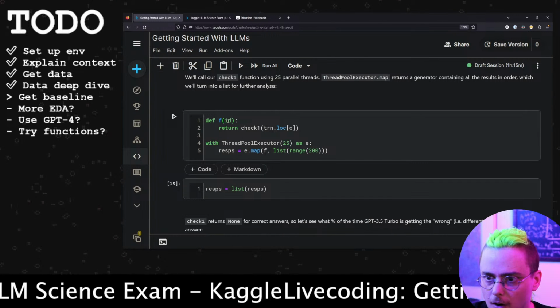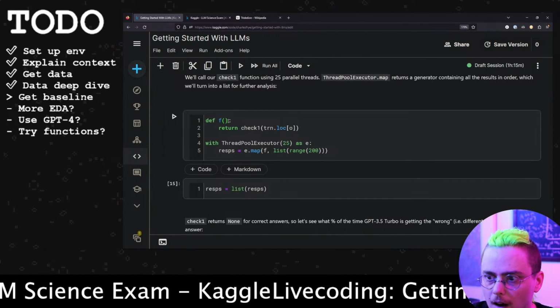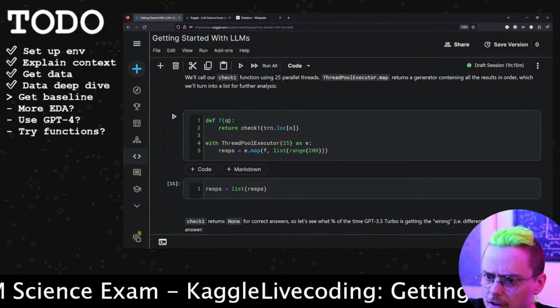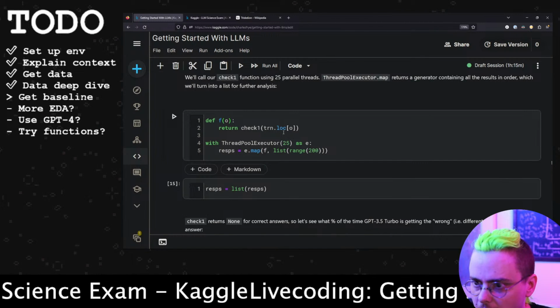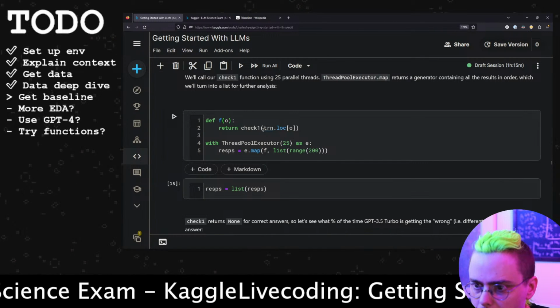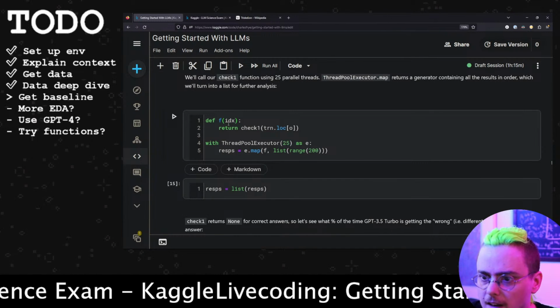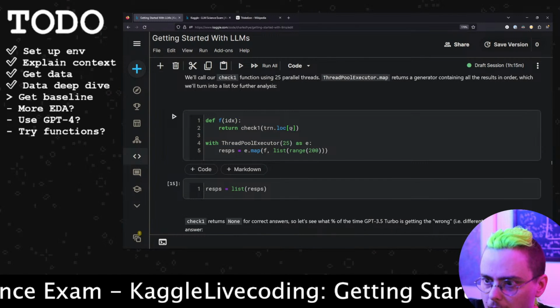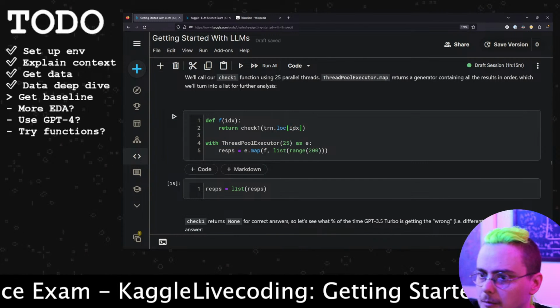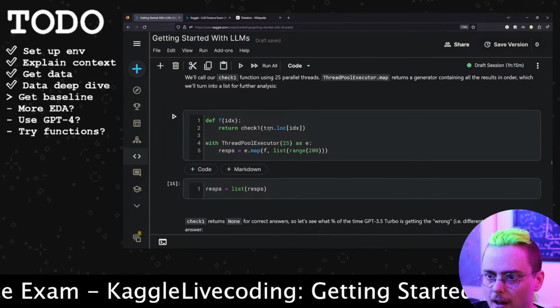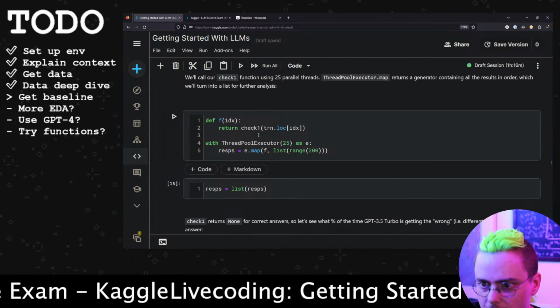Actually, I'm not sure whether that's an index. Oh yeah, maybe it is an index. It looks like we're sending an index to this thing with this map, so we'll call that index to make it clearer what's going on. TRN, that's our training data set, right?